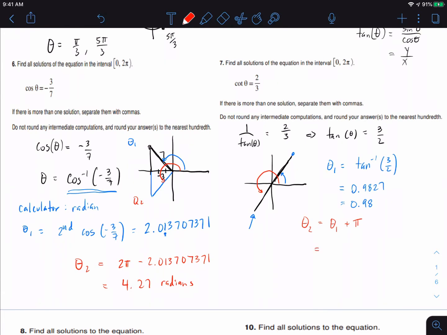So then that's going to give me 0.9827 plus pi, and that should give me 4.124. And again, these are radians. I should write that down. This is radians. But since I only want it in the hundredths place, I should get 4.12, because the 4 isn't going to have me round up. It's going to have me stay the same, correct?